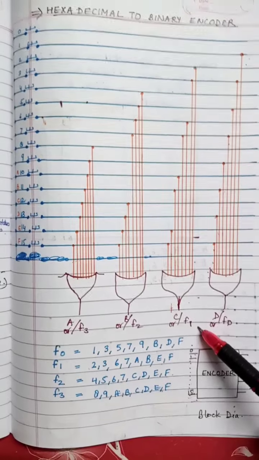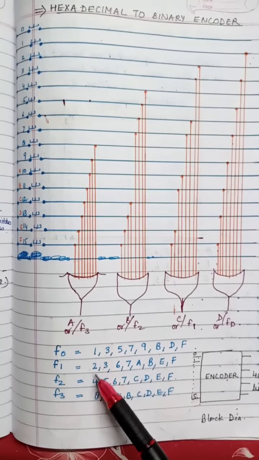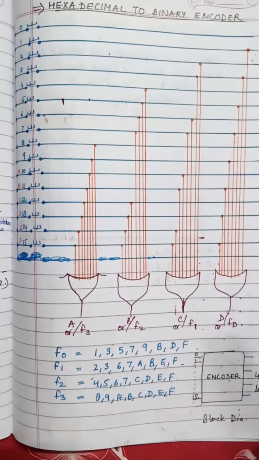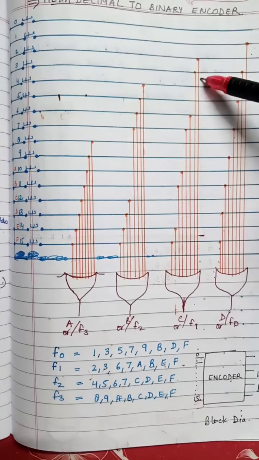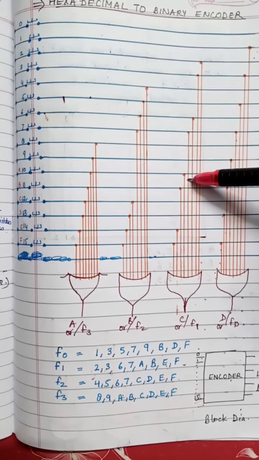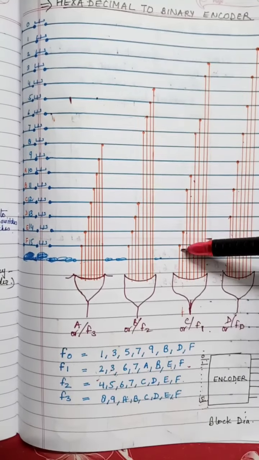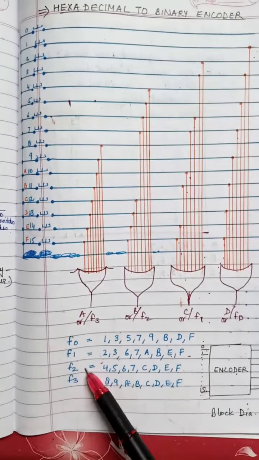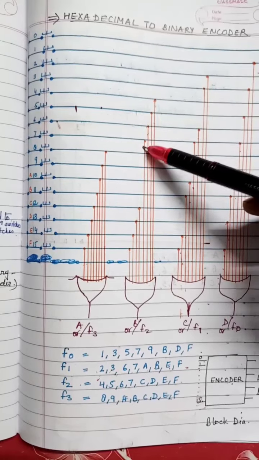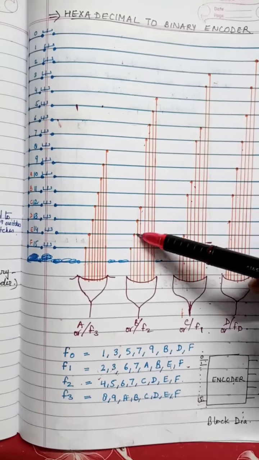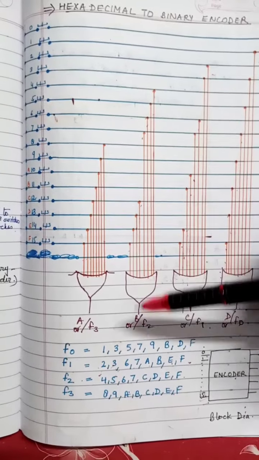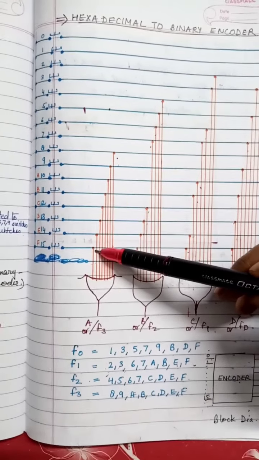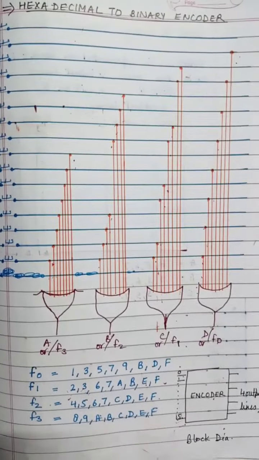Now in case of F1 we will be getting 1 in the truth table in 2, 3, 6, 7, A, B, E, F. So 2, 3, then 6, 7, then A, B, then E, F. Draw the lines. Okay, and for F2: 4, 5, 6, 7, then C, D, E, F. And in case of F3: 8 to 15, that is F. You will be drawing the lines. Okay.